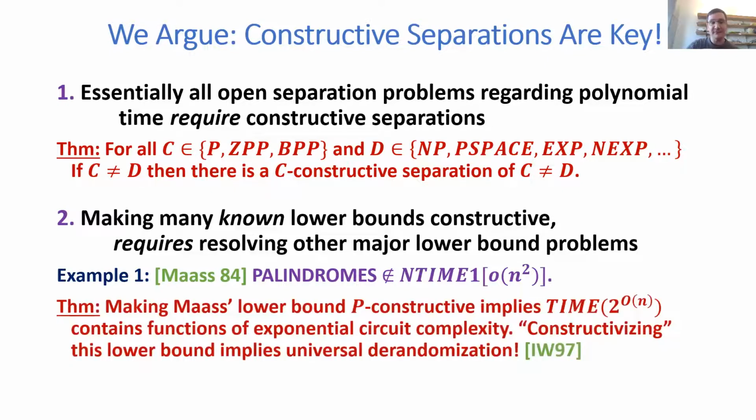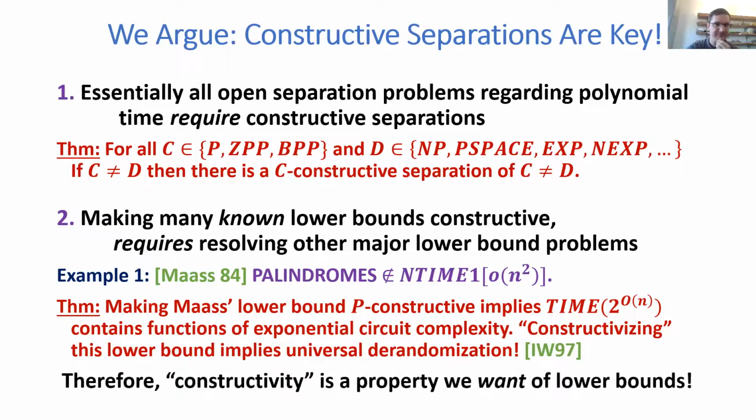We show that if this lower bound could be made P-constructive, then in fact you get an amazing consequence. You get that exponential time contains functions of exponential size circuit complexity. And by Impagliazzo-Wigderson, this would imply things like P equals BPP. So constructivizing this lower bound, making it P-constructive, would in fact imply universal derandomization. And we actually prove a much more general statement than this example. You can see the paper. Let me demonstrate a couple more examples along these lines.